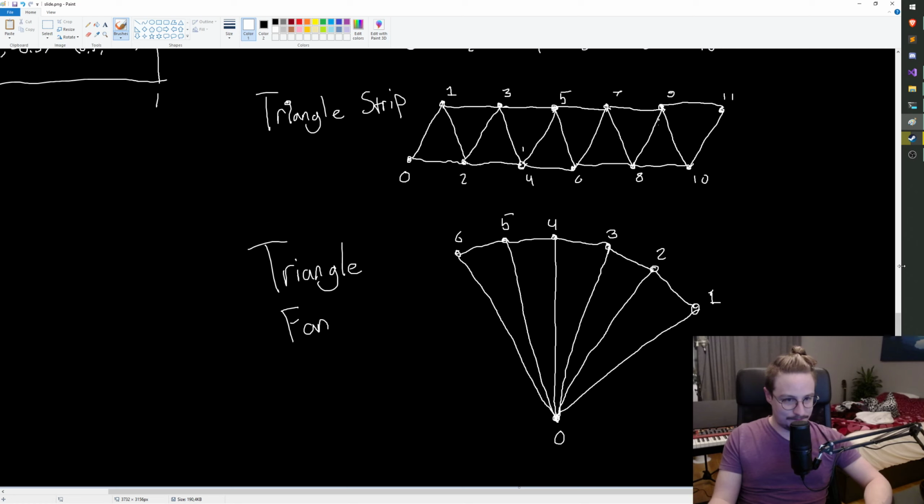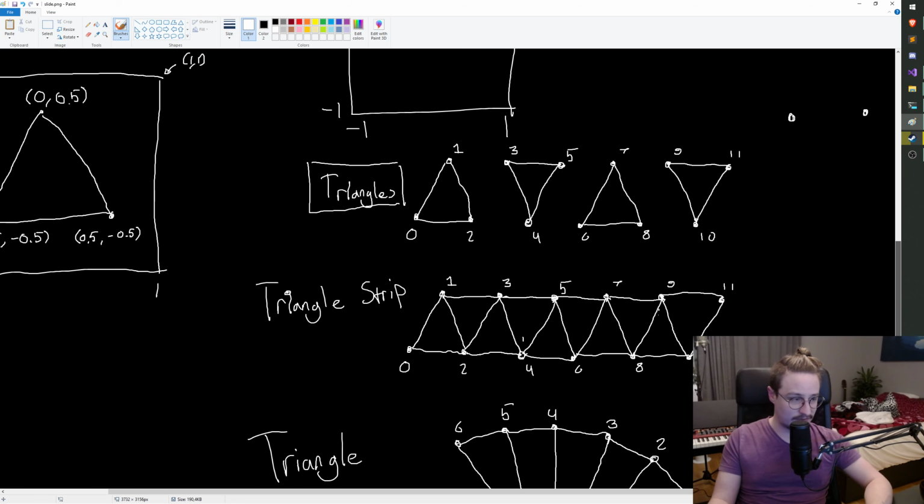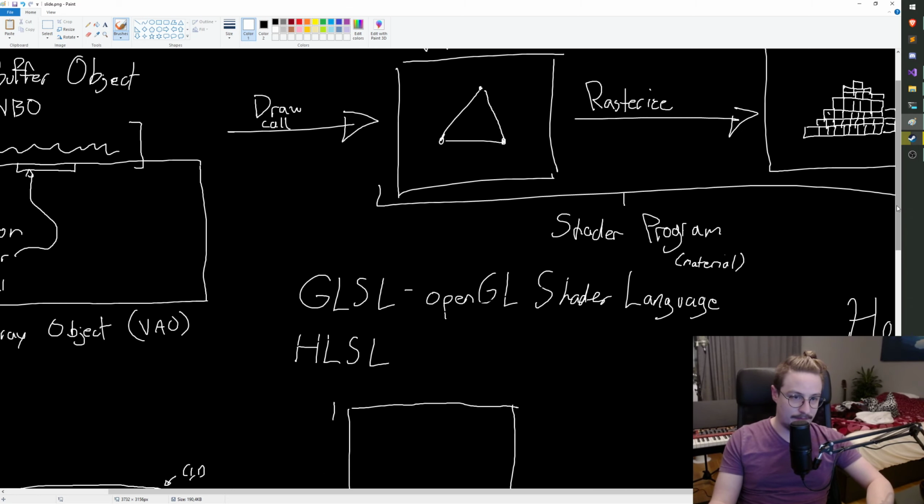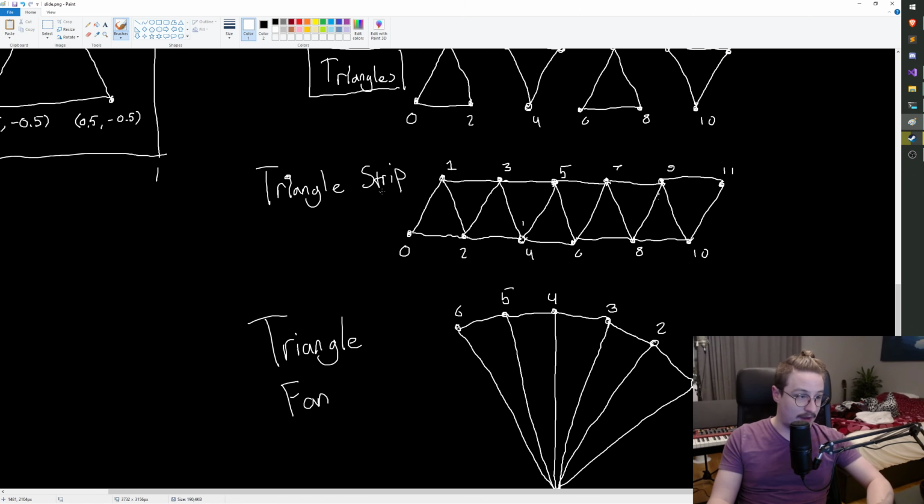So I would say triangles, by far most used, 99% of the time using triangles. Triangle strip, fringe cases, for example, if you're doing a line drawer, then maybe you have a bullet going through space, it might be easier for you to draw that line as a triangle strip. So you're dotting it with vertices in pairs and then joining those together with a triangle strip.